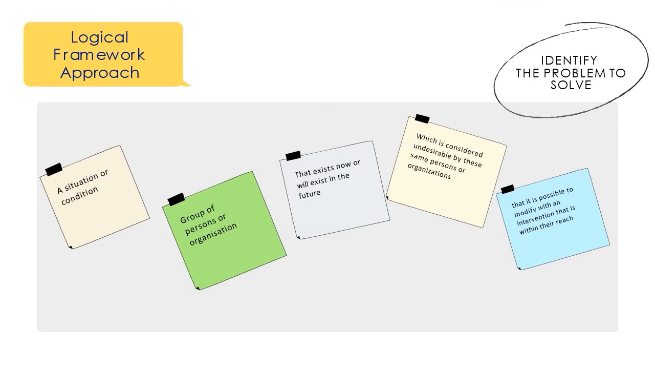Not all problems can be faced by a project. You can select a problem only in the case of a situation or condition that involves a group of persons or organizations, that exists now or will exist in the future, which is considered undesirable by these same persons or organizations, and that it is possible to modify with an intervention that is within their reach. Pay attention: if the last feature is missing, it is an element of context and not a problem. Example: in the Sahara it rains very little, therefore the soils are arid, therefore agricultural production is almost nothing. Or in Finland there is little sun, therefore frequent phenomena of depression and a high rate of suicides.